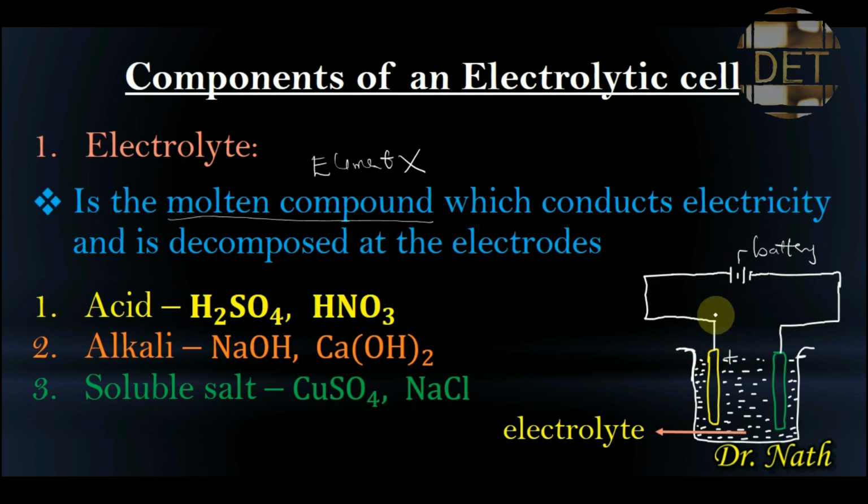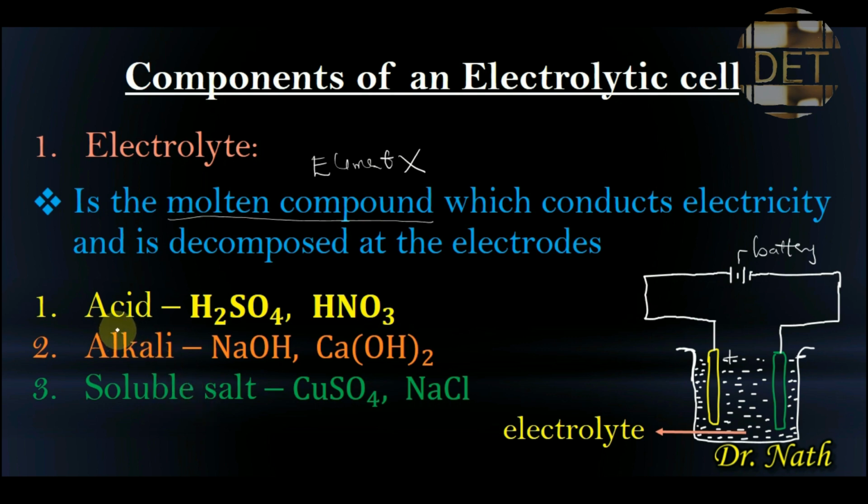So during the process of electrolysis, the molten compound, which is the electrolyte, will be decomposed. It will be broken down in the process. So this is the electrolyte. Electrolyte exists in three major forms. It can occur as an acid, as a base, or as a soluble salt.